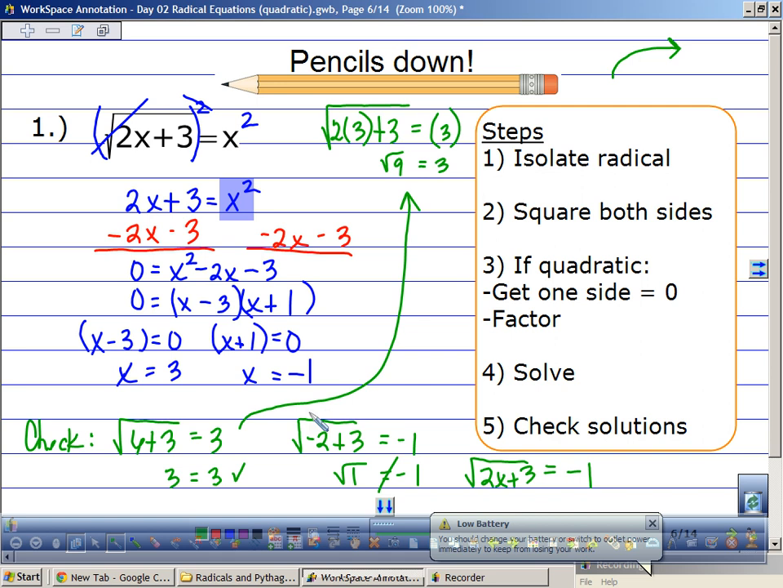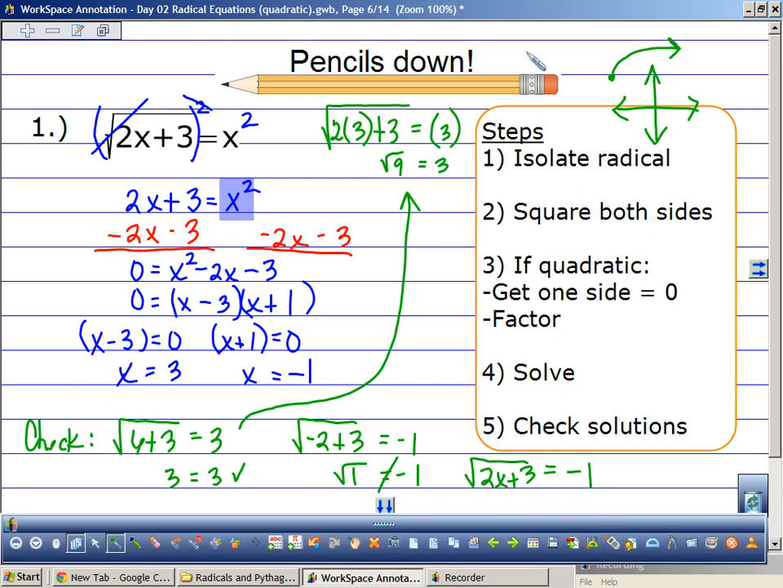Then it's no solution. That would be a graph like this, where it starts out here. Does that ever touch the x-axis? That's a no solution one. Okay? All right, make sure you guys have all that written down, please.